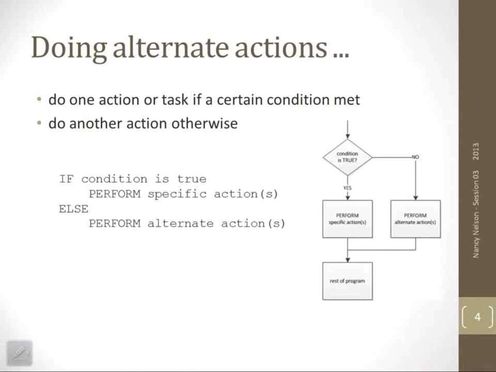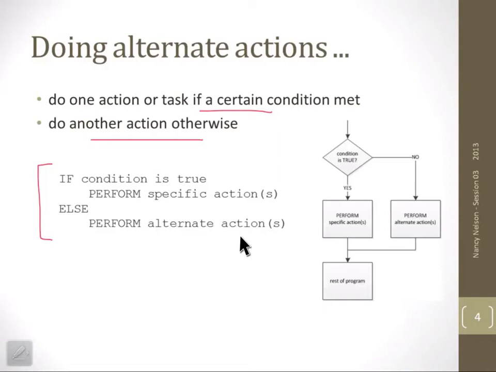Now sometimes when we're making decisions, we want to do one action if the condition is met, but we want to do something else if the condition isn't met. So here, let's look at the pseudocode first. So we have our condition. If the condition is true, then we're going to perform a specific action. Otherwise, or else, we're going to do something else.